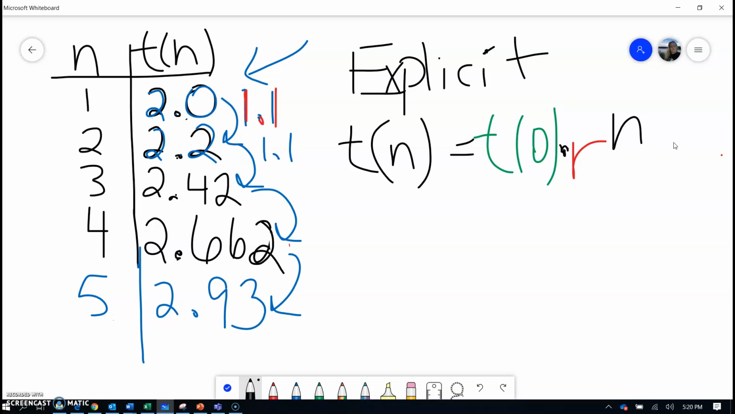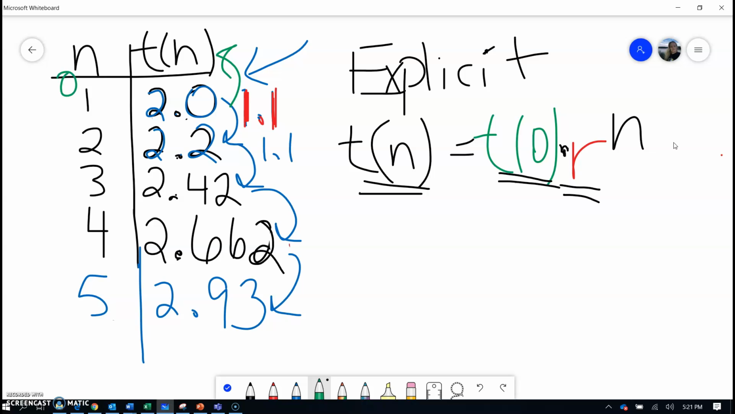For a geometric, we're going to put this little multiplier in here, and we're going to say that there's an exponent in there, n. So t of n, to find any number, I have to know what the start value is for my sequence, what t of 0 is, what my common ratio is, and then take it to the power of n. Here I already know my common ratio is 1.1. But I need to work backwards now to figure out what my 0 value is.